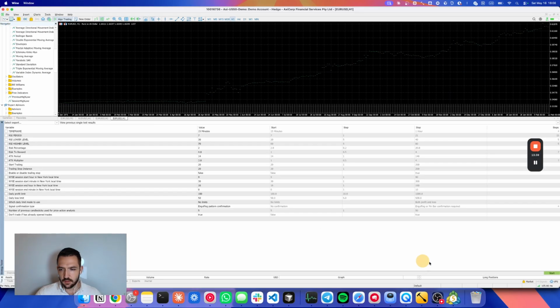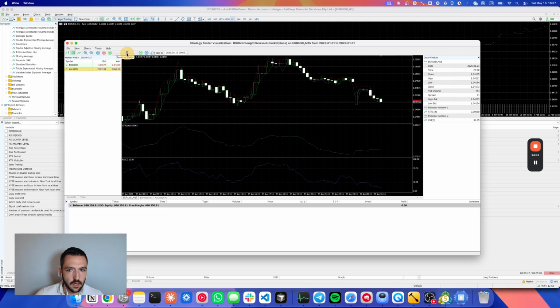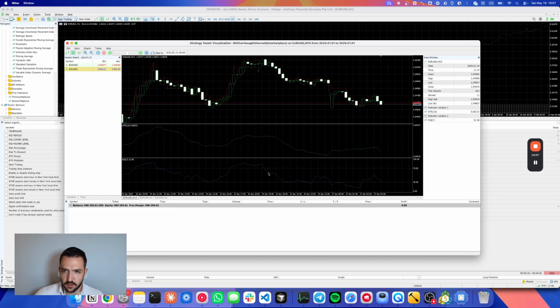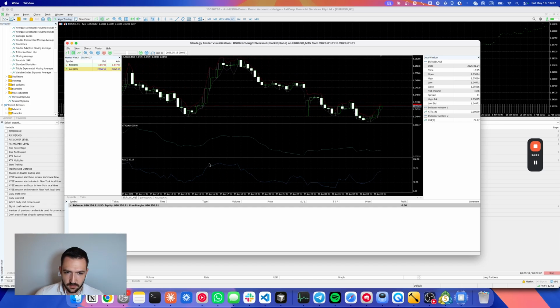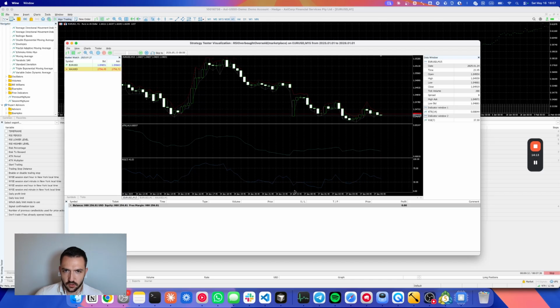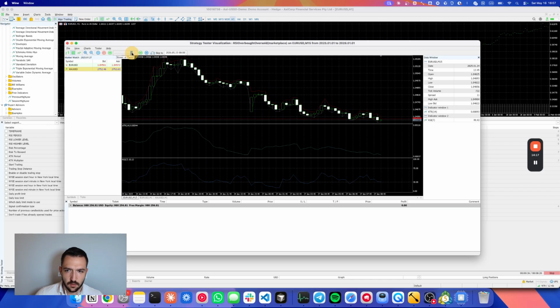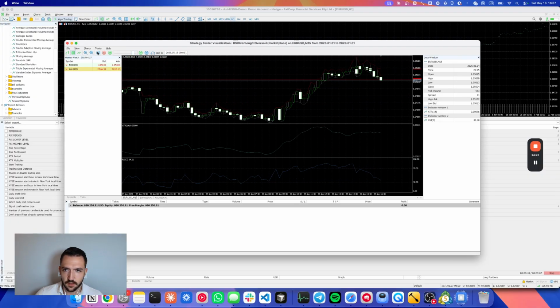Okay, so let's start the visual mode and the backtest. As you see, I'm going to slow it down a bit. You are going to be able to see the ATR because we're using that for stop loss, and you're going to see the RSI right here. As you can see, there are overbought sections, oversold, etc. So let's wait a bit more and see if we are opening any trades right here.